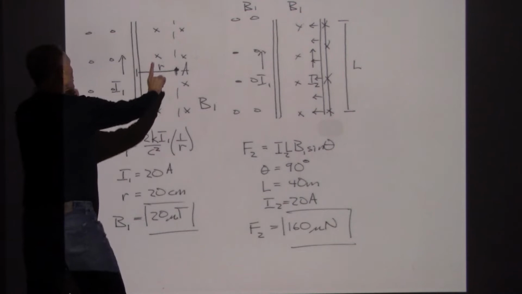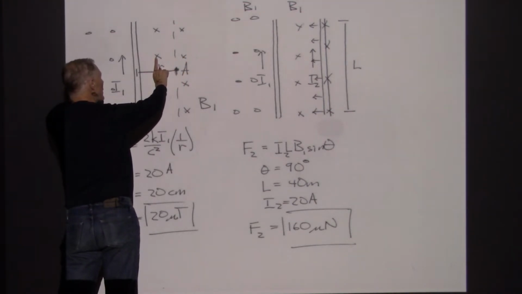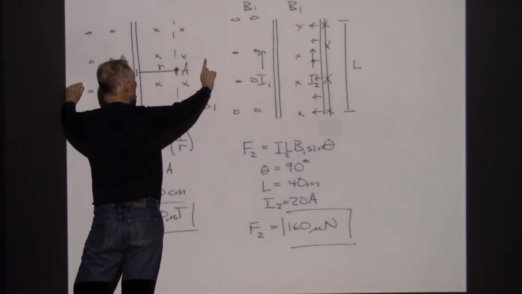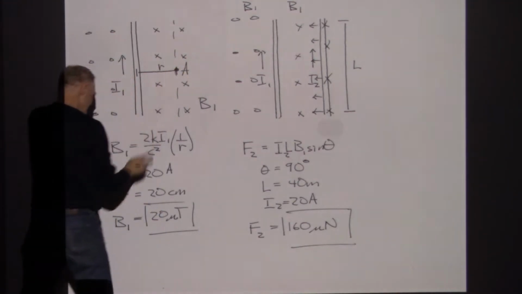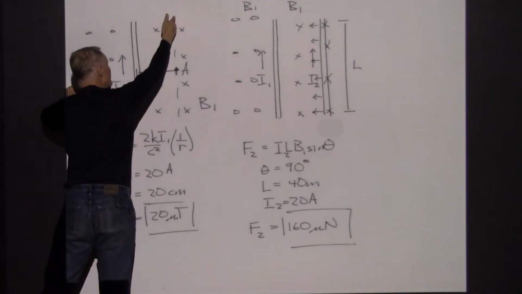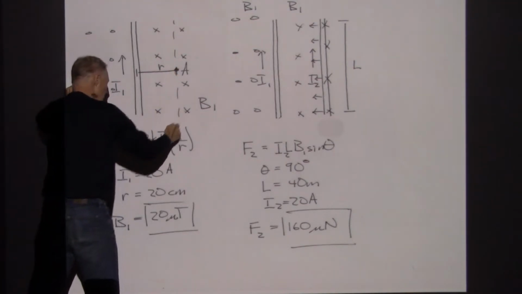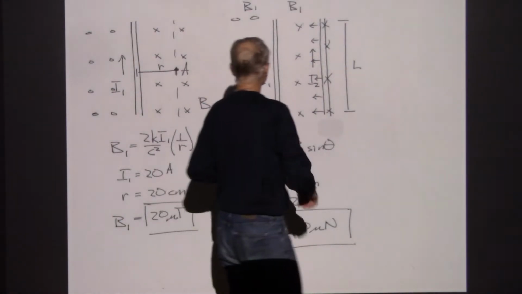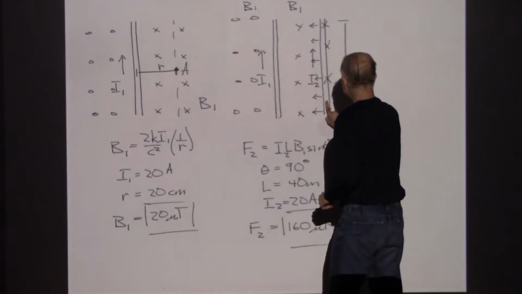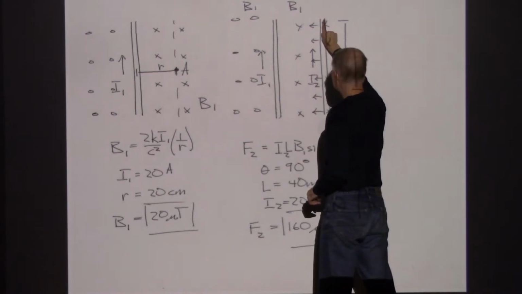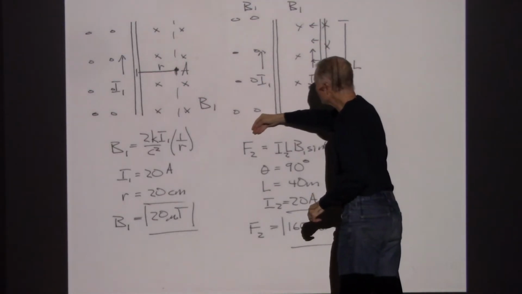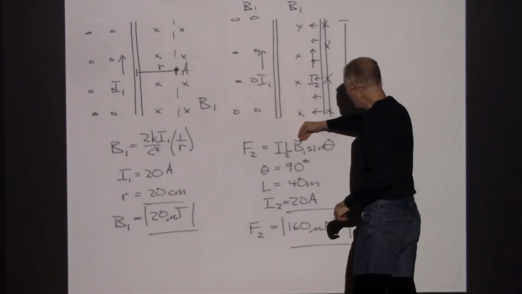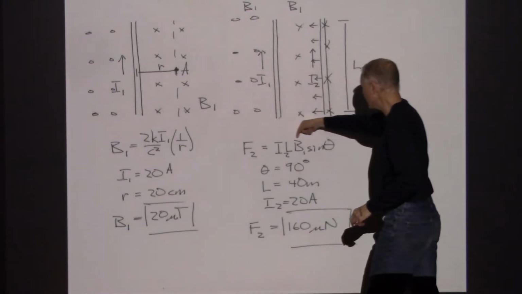Now, if I looked closer, the magnetic field would be larger. If I looked farther away, the magnetic field would be less. Right at that distance of 20 centimeters, which is every point along here, the magnetic field is going to be 20 microtesla. Now that we've got the magnetic field figured out, let's bring in current number 2. So current number 2 is running through that magnetic field, and the force on a current running through a magnetic field is given by this formula.